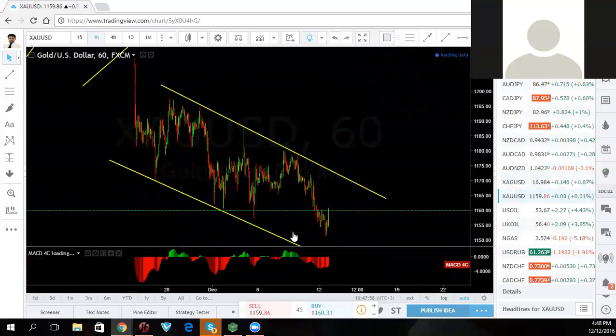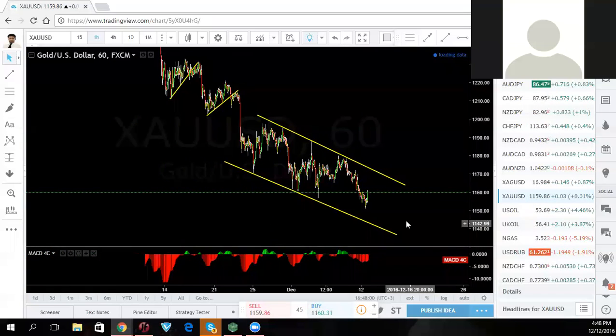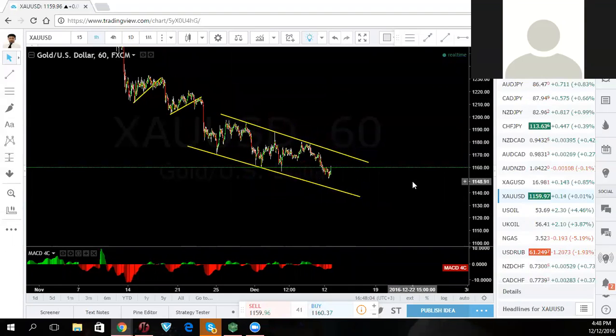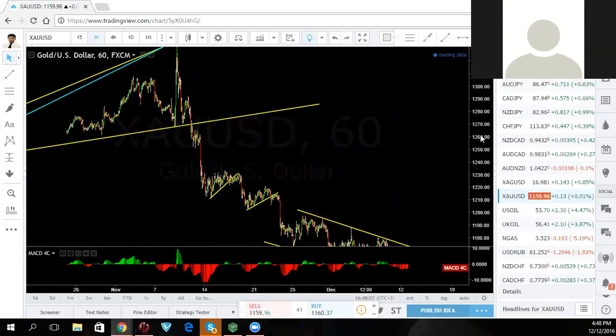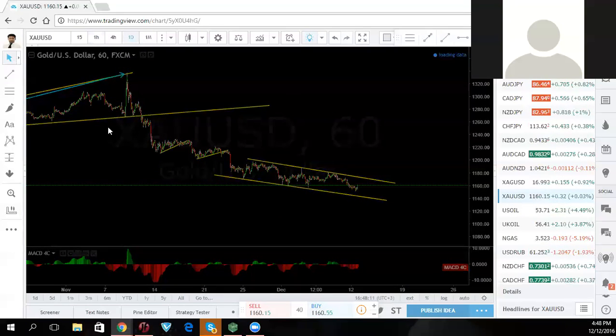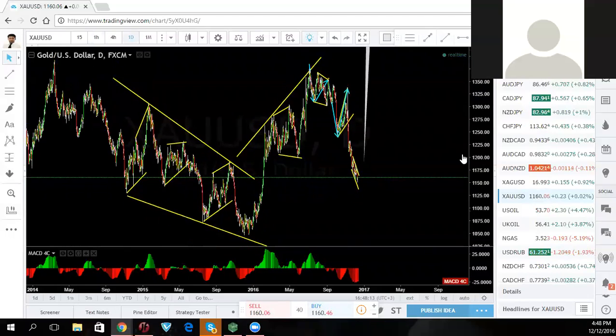Gold, very simple. It just keeps going down, but as long as they're in this channel, watch this channel. Eventually, they break to the upside. I would wait for a break of this channel before I go. You can see how it's closing in, right? And on the daily, we're still in the downtrend.